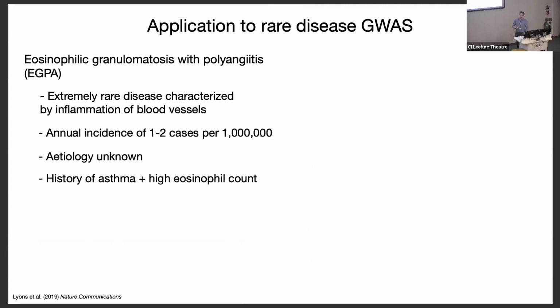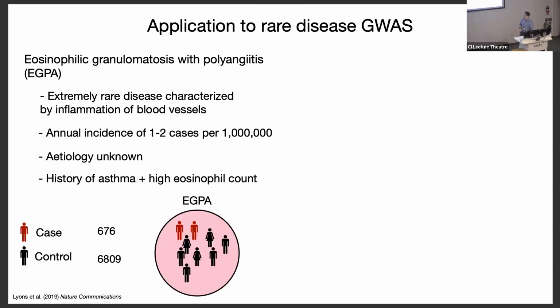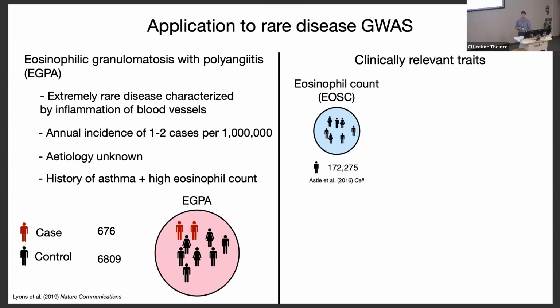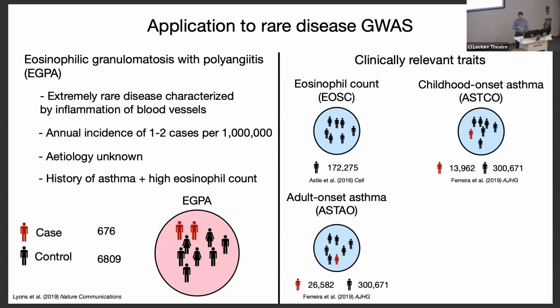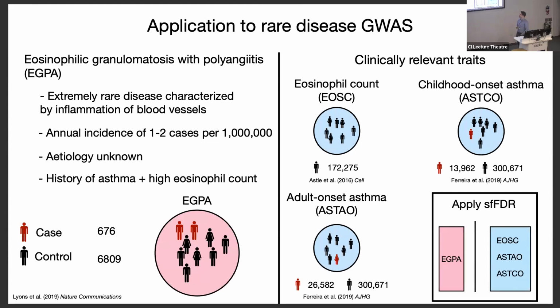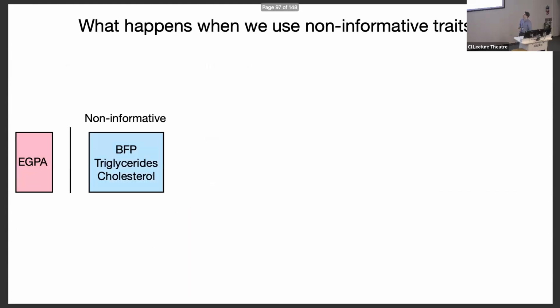Okay, so a really good application, we think, for this method is a rare disease GWAS. And so we applied it to eosinophilic granulomatosis with polyangiitis, EGPA. It's an extremely rare disease. It's characterized by inflammation of the blood vessels. Not much is known about it, but patients tend to have a history of asthma and high eosinophil count. So we have a GWAS, about 700 cases and 7,000 controls. And we're going to use clinically relevant traits of eosinophil count, childhood onset asthma, and adulthood onset asthma. And so we're going to apply SIFTER leveraging these genetically related traits.